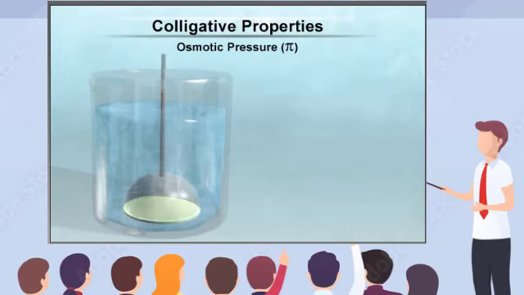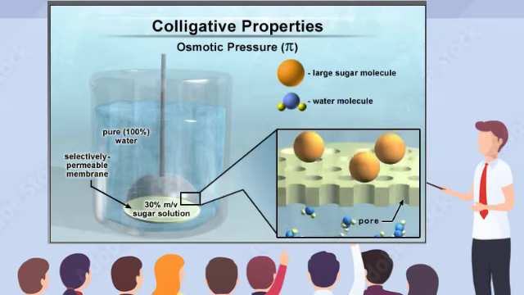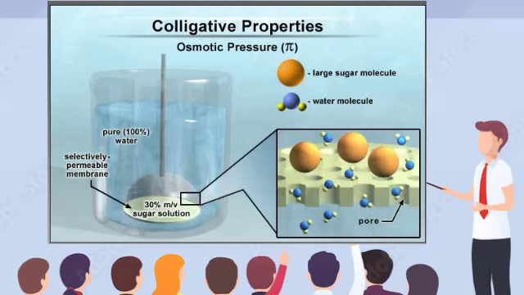The last colligative property you'll examine is osmotic pressure, which is designated as pi. This system will be used to illustrate the concept of osmosis and osmotic pressure. The beaker contains pure water, and the tube contains a 30% mass by volume sugar-water solution. A selectively permeable membrane is located at the bottom of the tube. This selectively permeable membrane contains pores through which the water molecules can pass, but the sugar molecules, which are larger, cannot pass.